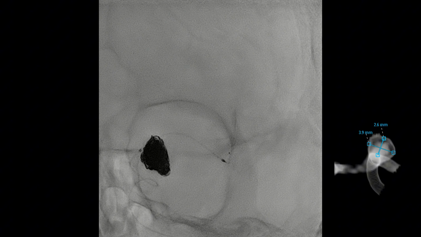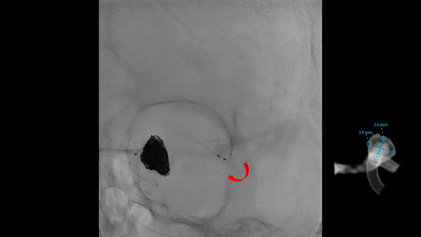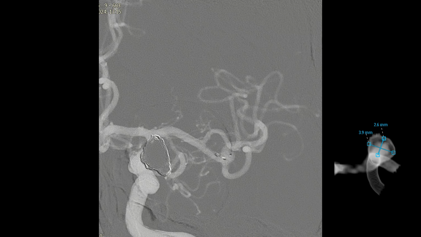Once the device is deployed from the microcatheter, gently retract the wire to derotate the implant and facilitate full expansion.